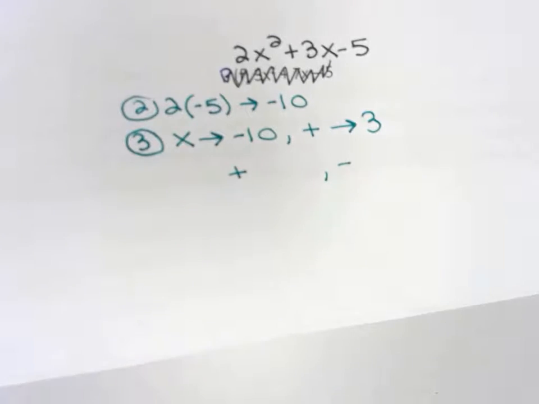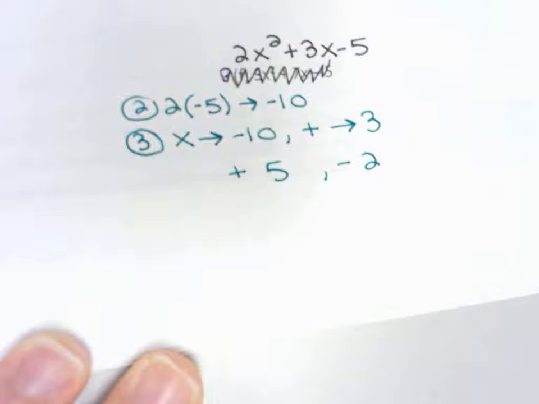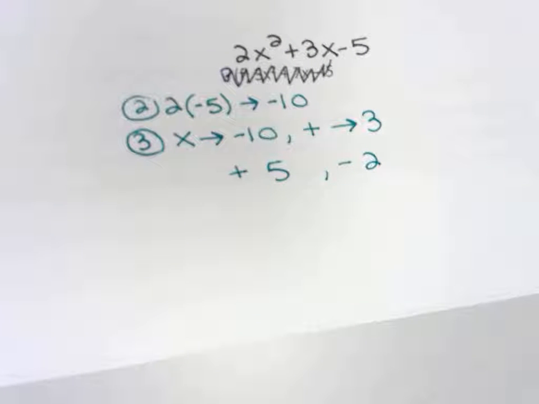So let's think. What are some things that multiply to give me a negative 10? 5 and negative 2. So positive 5, negative 2. They multiply to give me a negative 10. They add, which is technically subtracting, because they're two different signs, to give me a positive 3. Any questions on that? That is exactly the same process we used Tuesday on the grid paper.